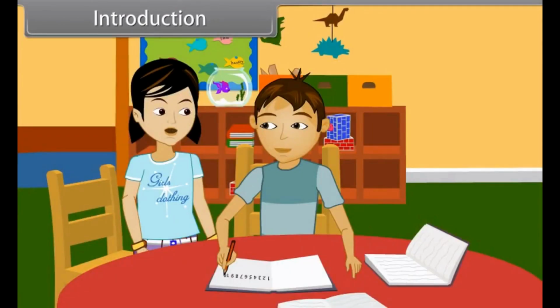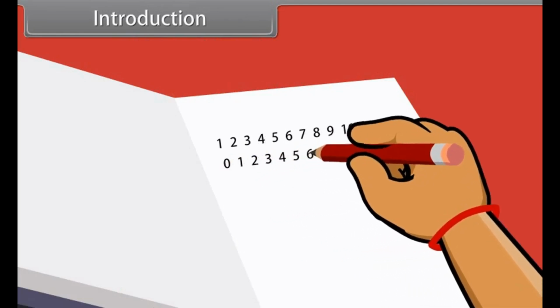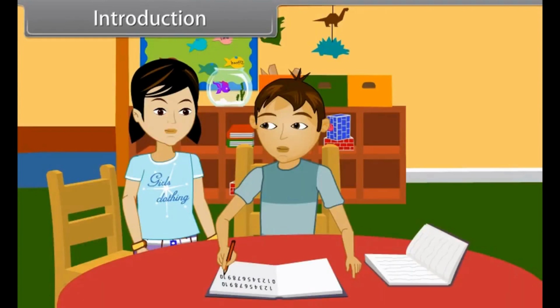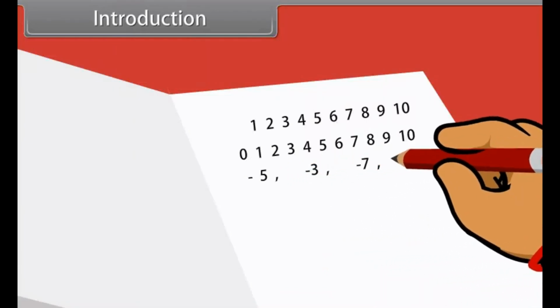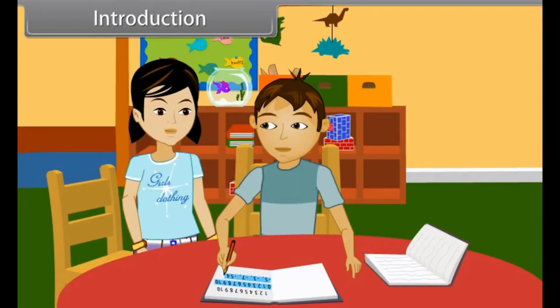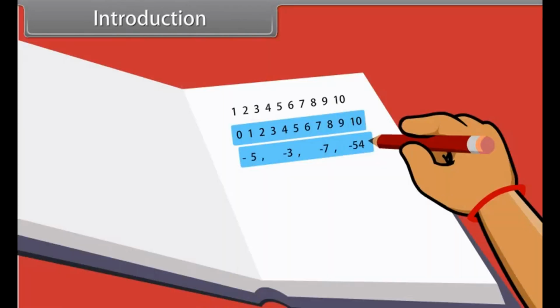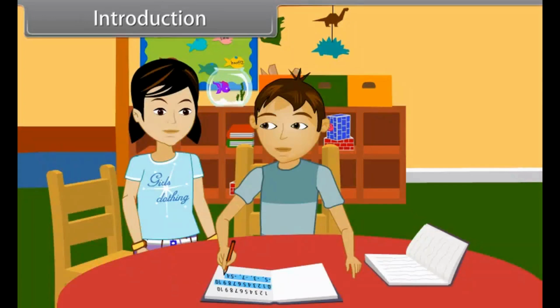What are you doing, Amit? I'm writing numbers. Oh, natural numbers. Do you know what we will call the numbers if I add 0 with these? Yes, I know. These are whole numbers. And what are these? Negative numbers. Yes, these are negative numbers. And the collection of all these numbers is called integers.